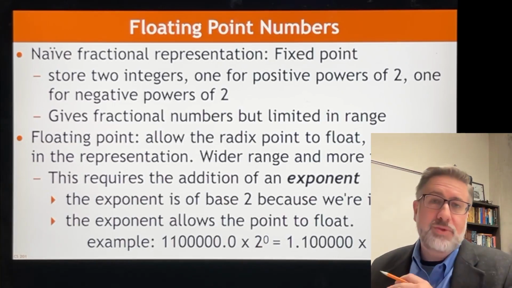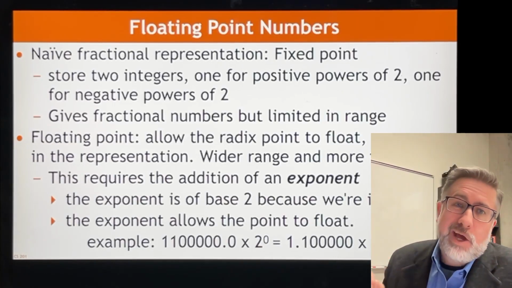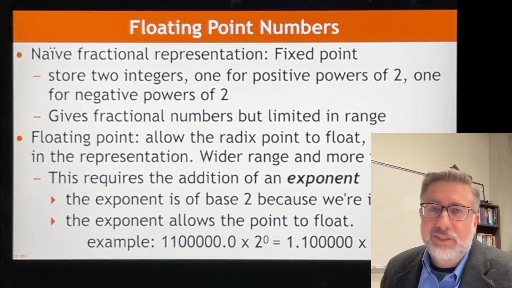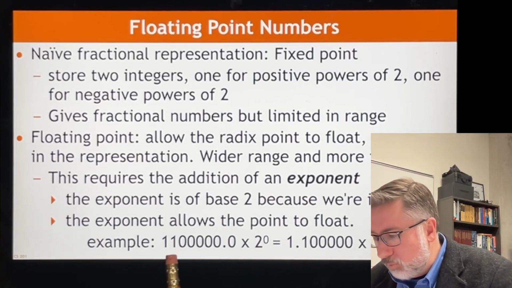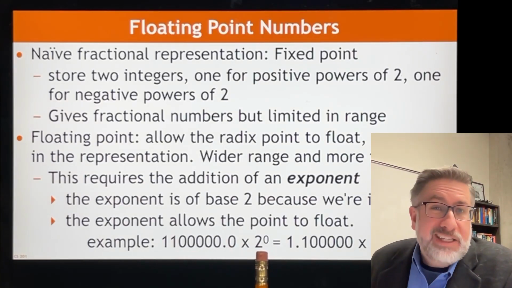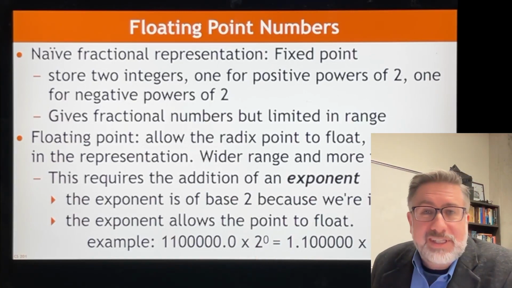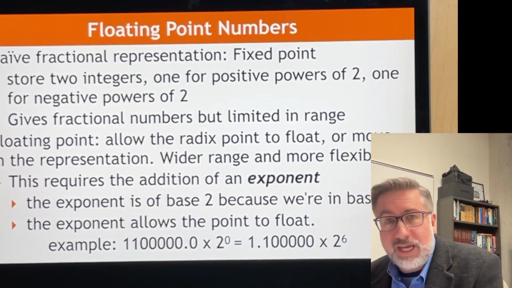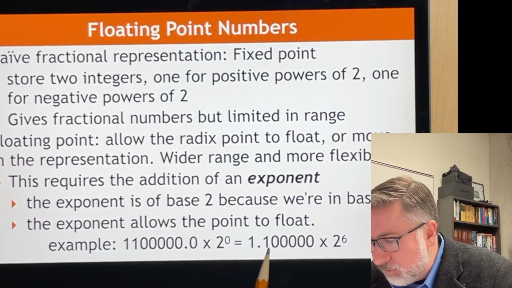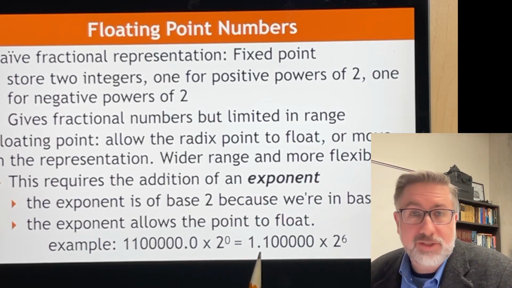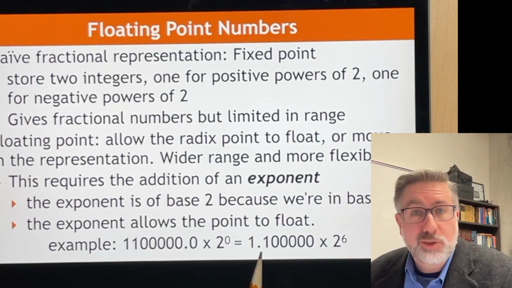We can do the same thing in base 2. We can indicate the location of that radix point using some external notifier. We can say this is, for example, 1100000.0, which is by default that times 2 to the 0 because that's where that radix point lives. But we can also say that it's the same value as 1.1 times 2 to the 6. Now saying that this radix point represents 2 to the 6 instead of saying it represents 2 to the 0.